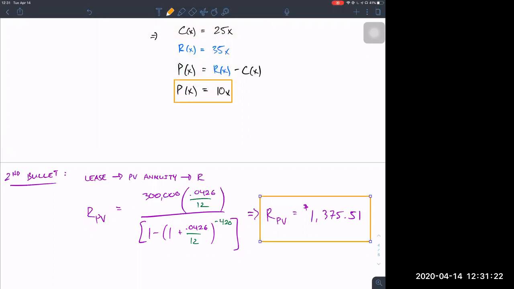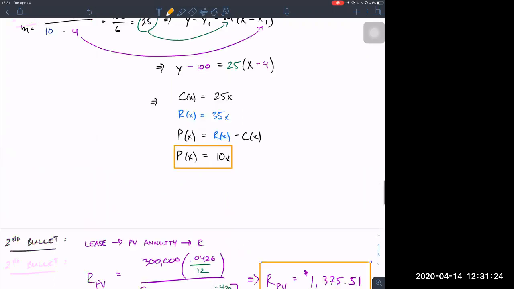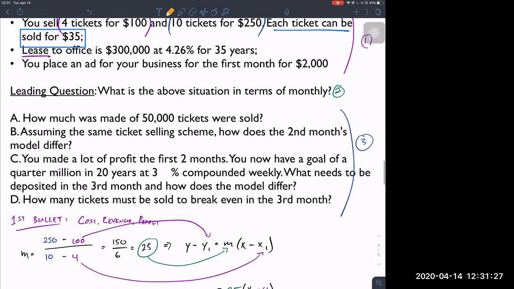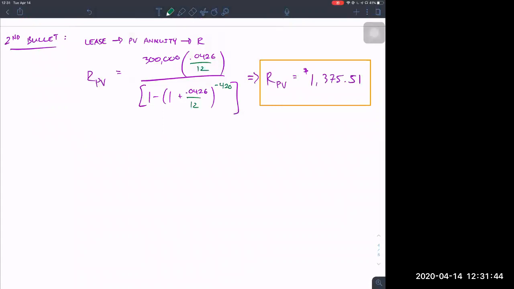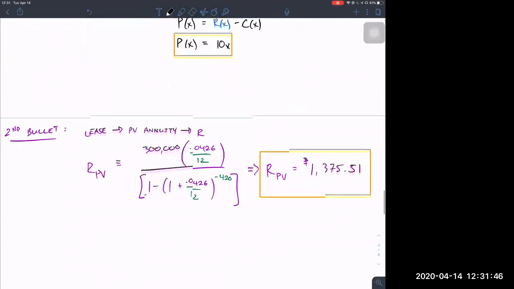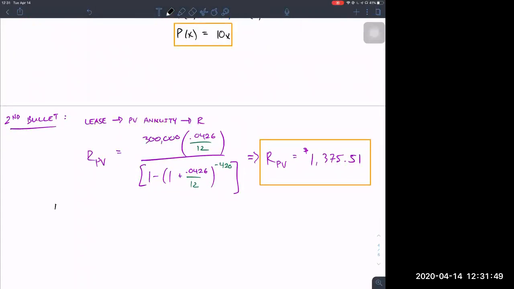Now the last one's relatively easy because it already told you what's happening right there. Right here, underlining in green, you place an ad for your business for the first month for $2,000. So it says basically a one-time expense of $2,000. Notice though that it says for the first month only. When you're making the model now, when you're pulling everything together, and again, just this time around, I'm going to show you the model symbolically.